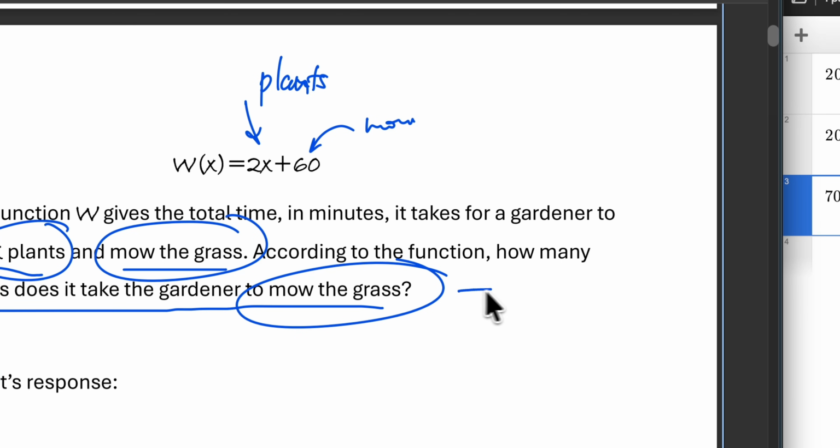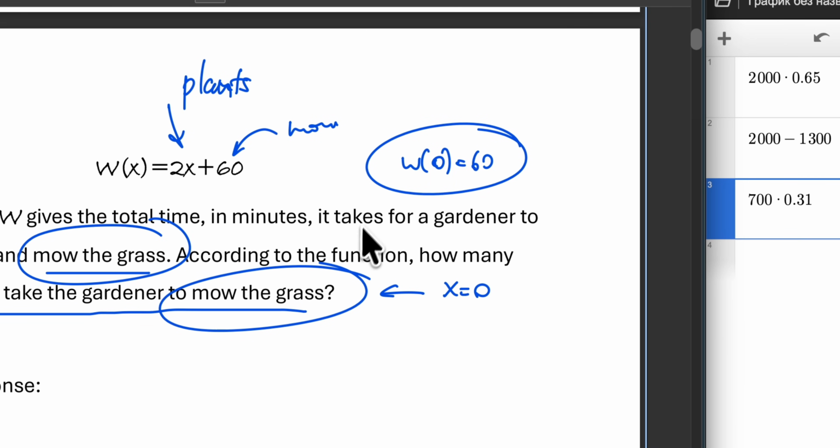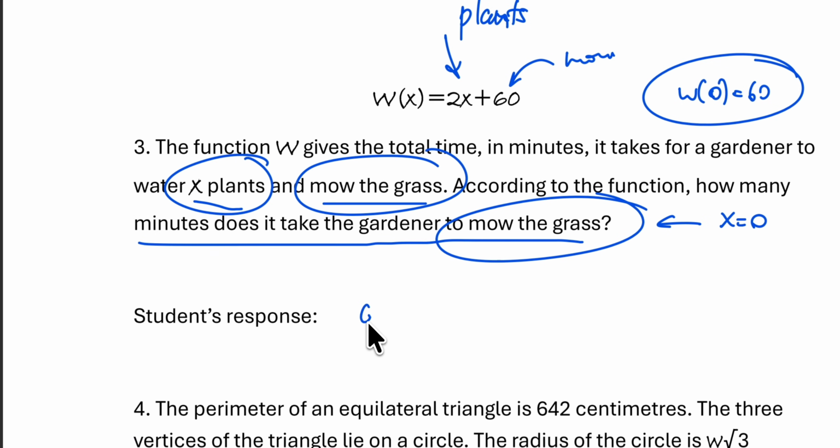There is no information about the plants, so let's take the plants equal to 0. We have w(0) is 60, which means we have 60 minutes to mow the grass, and that is the answer. The student's response is 60 minutes.